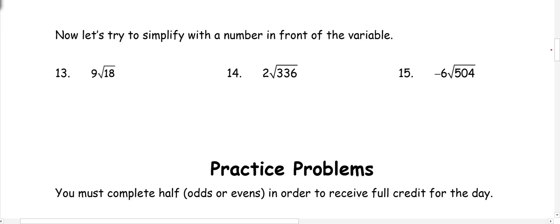Now let's try simplifying when there's a number in front of our variable. So if there's a number in front of a variable, we're going to ignore it at first and still break down our radical, and then any pair is going to multiply with that.